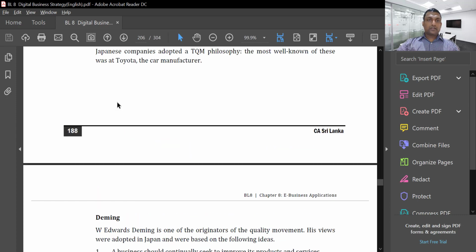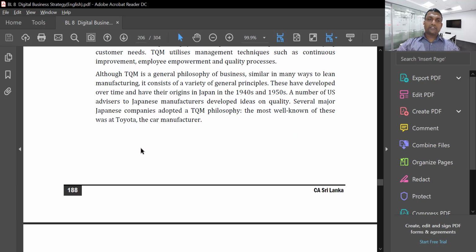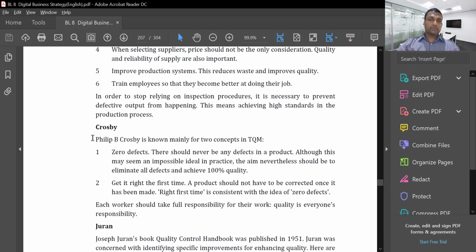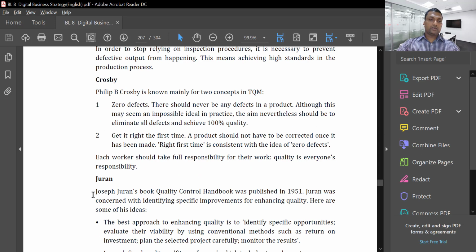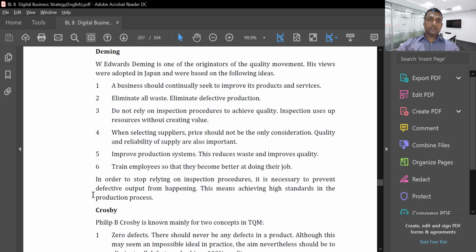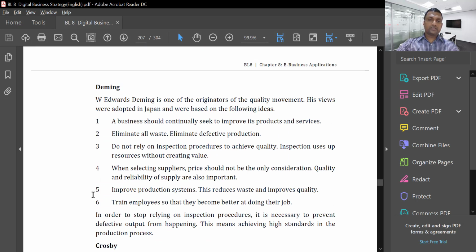Right. So there are different total quality management principles and aspects given from Edward Deming and Philip Crosby and Joseph Juran. So there are different quality management aspects given by different people. So this question is discussing about the Deming's ideas. So there are 6 ideas given by Deming. First one is a business should continually seek to improve its products and services. So continual improvement is the first idea.